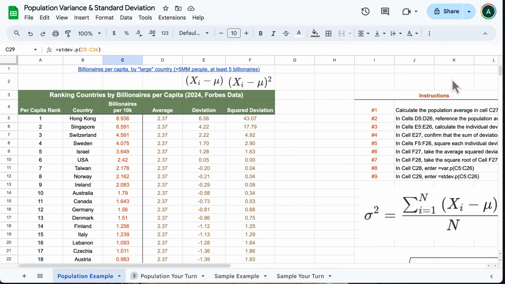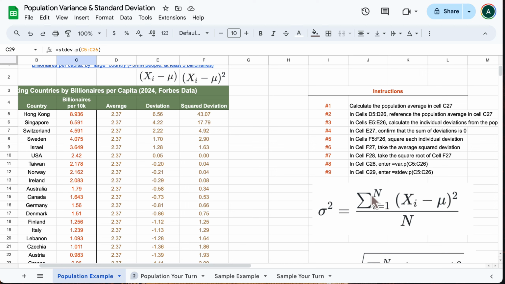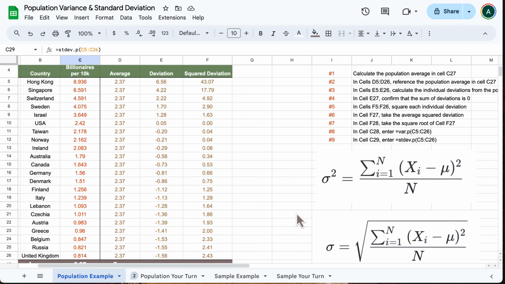In our last video with the billionaires data, we took a step-by-step approach to demonstrating how the population variance works. Now, the population variance is the average, right? We're adding up a bunch of stuff and dividing by the number of observations. It's the average square distance that our individual observations live from the population mean, mu, right? And the problem is that we as humans are just not really good at interpreting or understanding square distances.